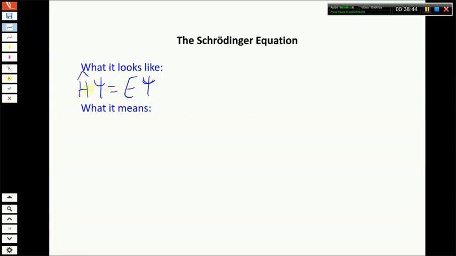it's a calculus sort of thing where this is an operator, with this little hat, this little caret above it, meaning it's an operator, and then E is what we call an eigenvalue. So if you've heard those terms before, operator and eigenvalue, that's what these are. But again, we're not going to cover those details in this class.